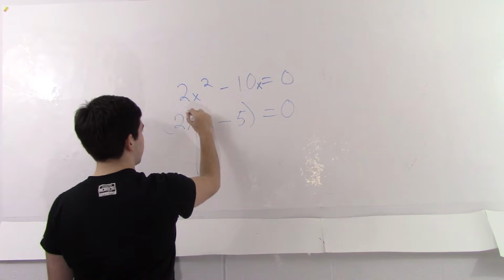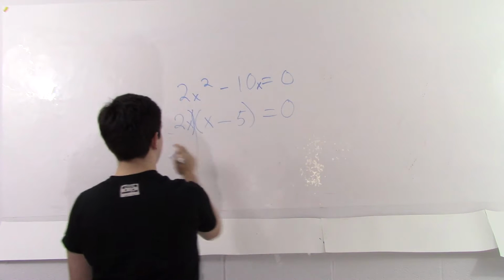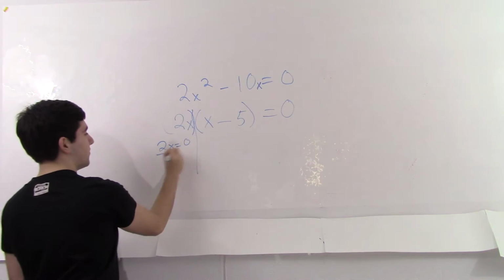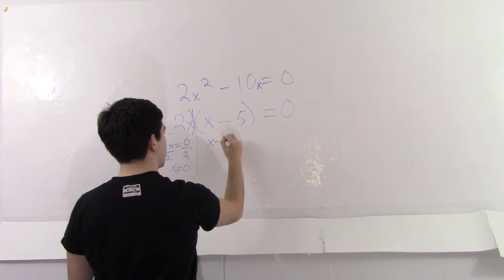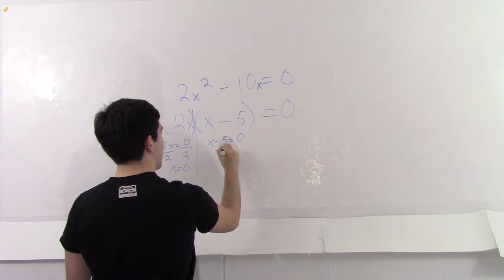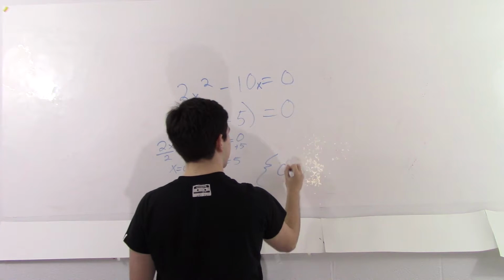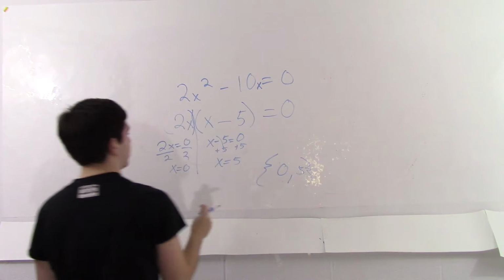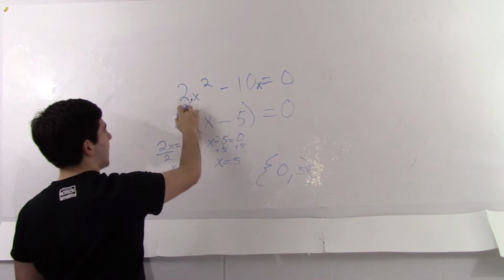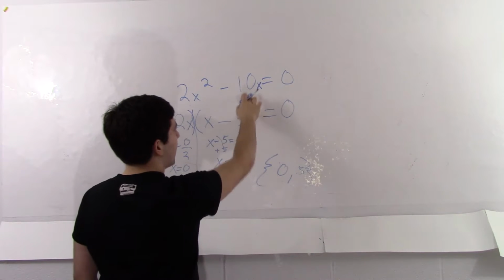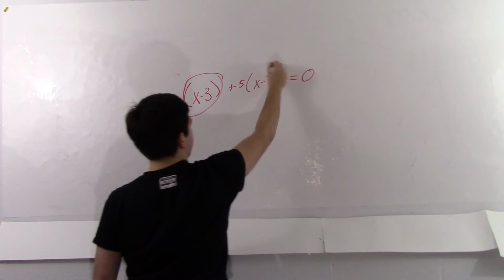Now we have our factors separated, 2x and x minus 5, and again, it's like an or statement where 2x equals 0. We divide out the 2, x equals 0. Here we have x minus 5 equals 0, plus 5, x equals 5. So our solution set is 0 and 5. And if you ever needed to check, you plug in 0, 0 minus 0 equals 0, and if you plug in a 5, 5 squared is 25 times 2 is 50, minus 10 times 5, which is 50, 50 minus 50 equals 0.